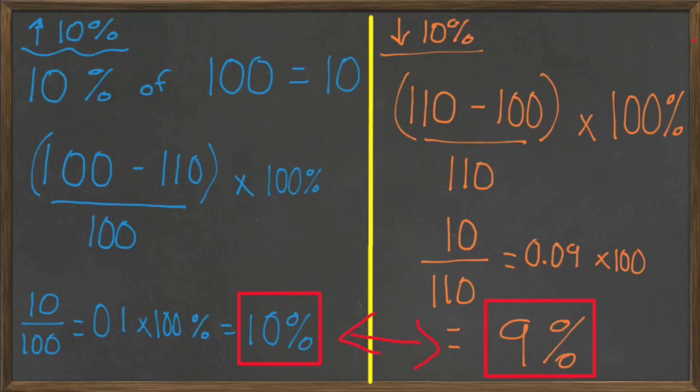So this 9%, if we look at our same increase of 10, gave me 10% of 100, a 10 decrease with our 110 gives me 9% because it's a larger number.